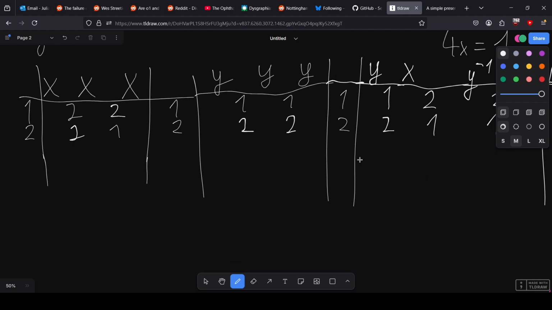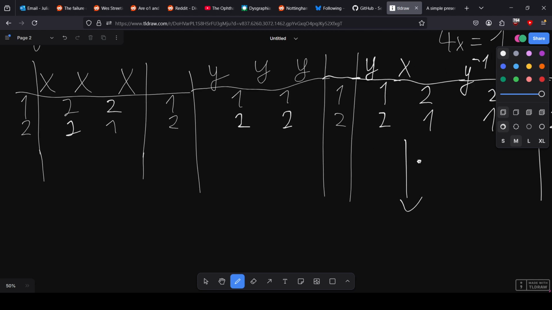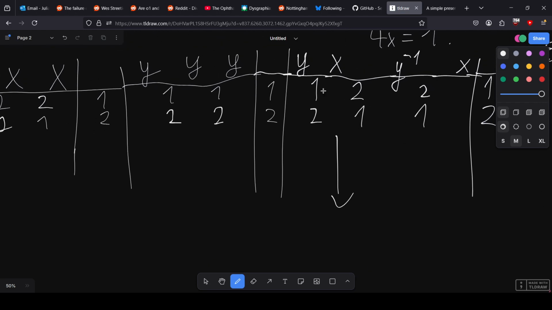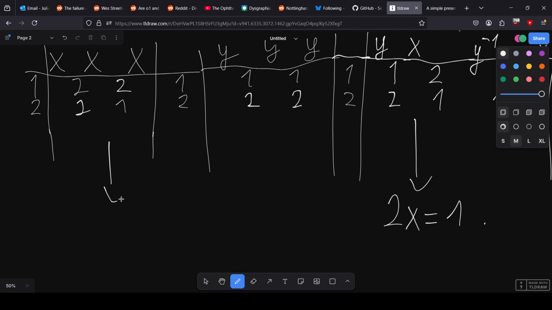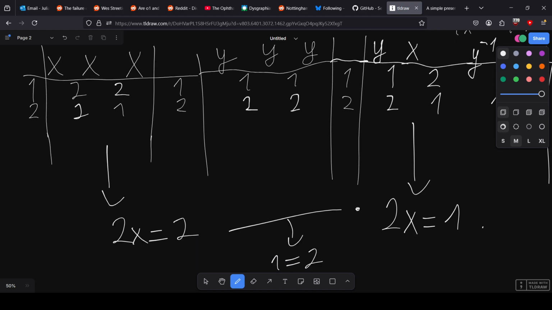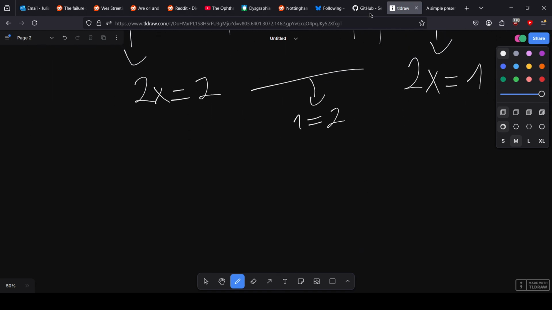So, there is one more thing that we can notice here. If you look at the third relator, the weirdly long one, y x y inverse x, we must have that 2x is equal to 1. But over there, 2x is also equal to 2. So combining those, 1 is equal to 2. But that means we have only one coset, which is h.